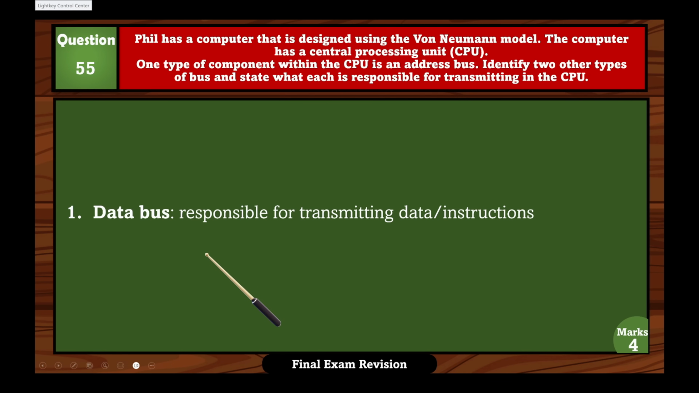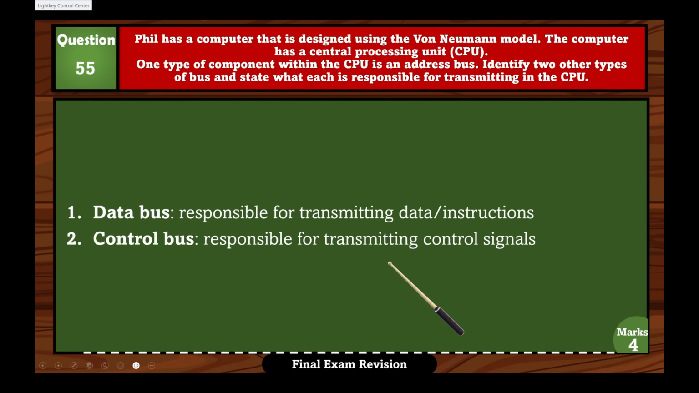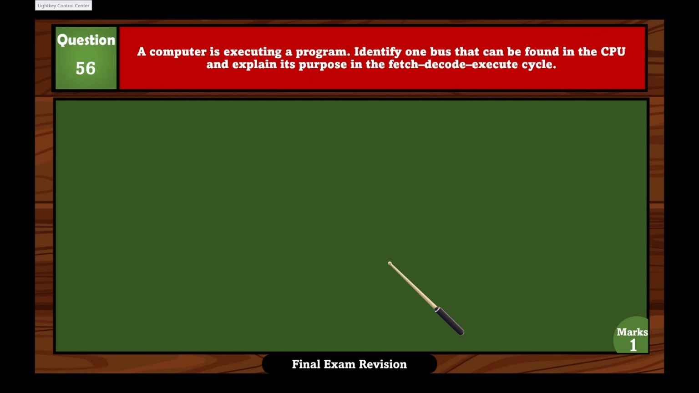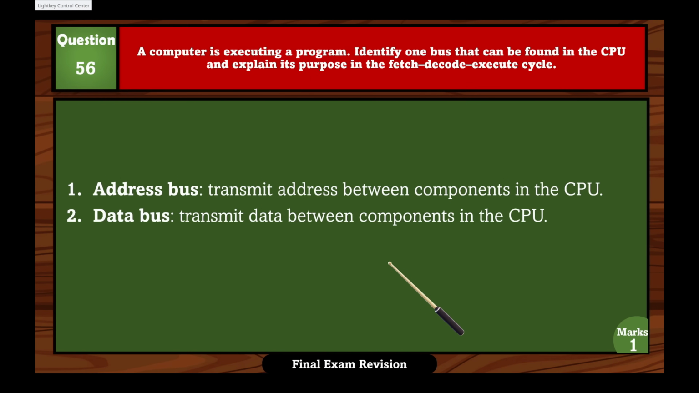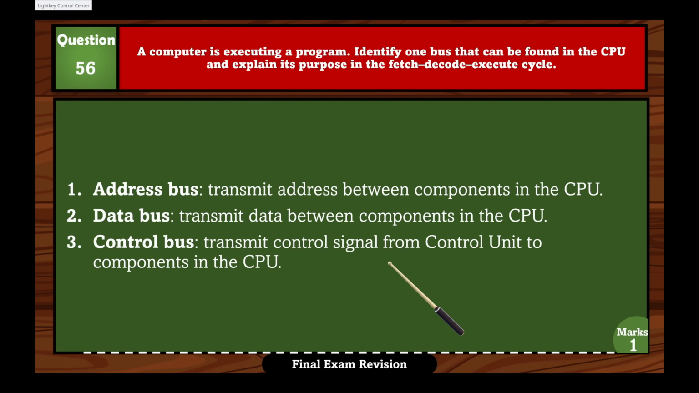So the data bus is responsible for transmitting data or instructions. Then the control bus is responsible for transmitting the control signals. Question number 56. A computer is executing a program. Identify one bus that can be found in the CPU and explain its purpose in the fetch, decode, execute cycle. So the address bus transmits addresses between components in the CPU. The data bus transmits data between the components in the CPU. The control bus transmits control signals from the control unit to the components in the CPU.